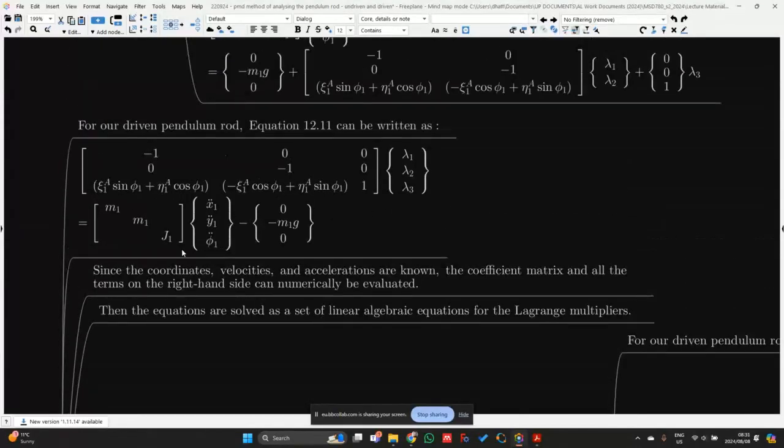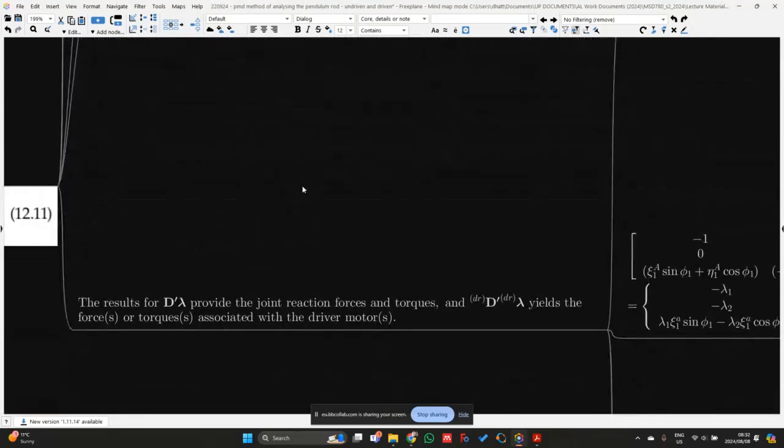So in other words, once we have everything on the right-hand side and we want to solve for these Lagrange multipliers, we also know on the left-hand side our Jacobian matrix, so we can simply use the backslash operator to calculate our lambdas. The results for d prime lambda provide the joint reaction forces and torques, and that of d prime driver lambda driver yields the forces or torques associated with the driver motors.